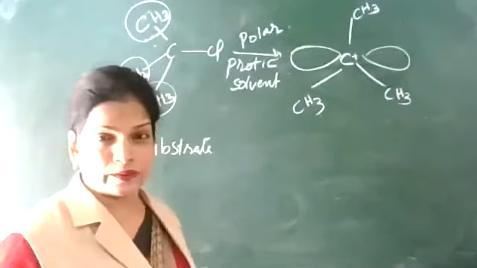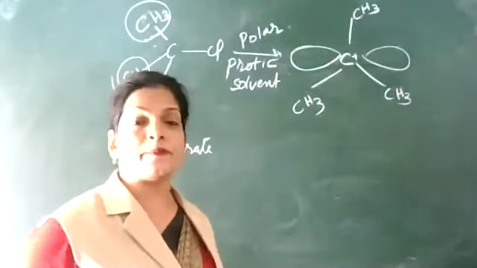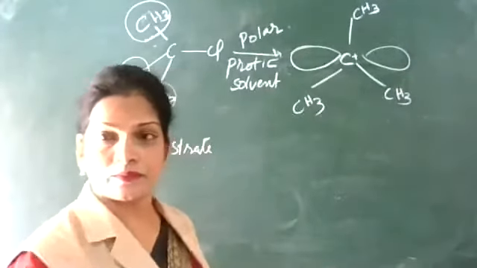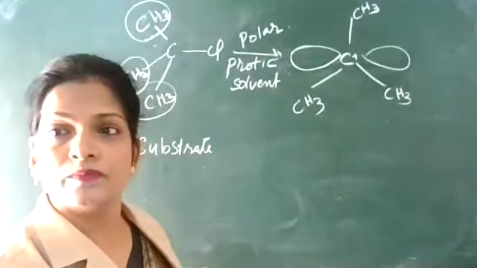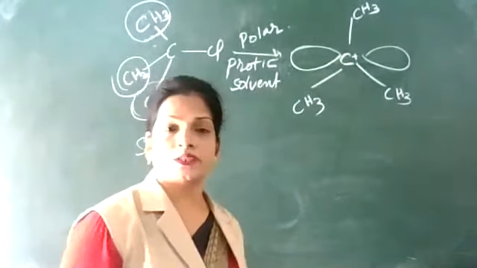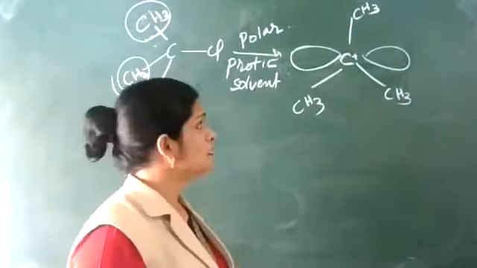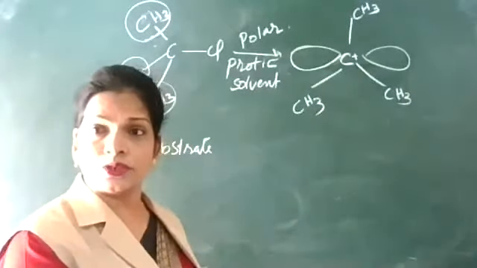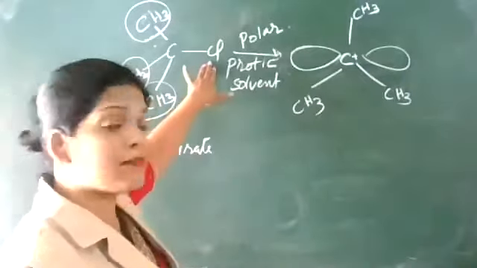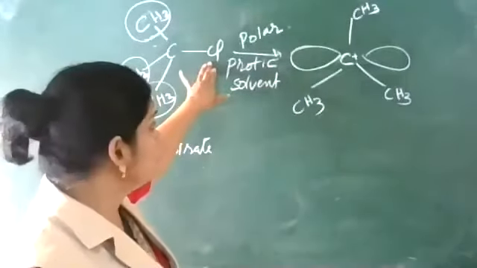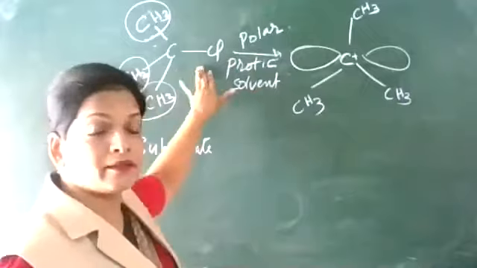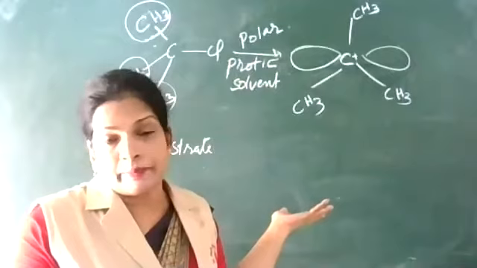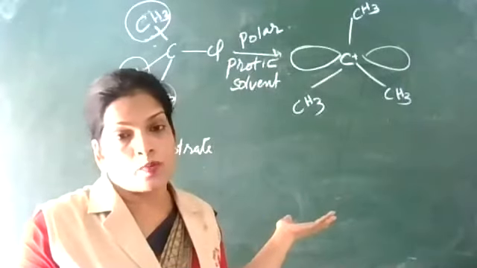The first step is over. The second step is the attack by the nucleophile. I told you OH cannot come from the remote side. It cannot come from the front side also. Why? Because on the front side the Cl minus is there. So from the front side it cannot attack, and from the remote side also it cannot attack. So by the SN2 mechanism, the reaction is not possible.